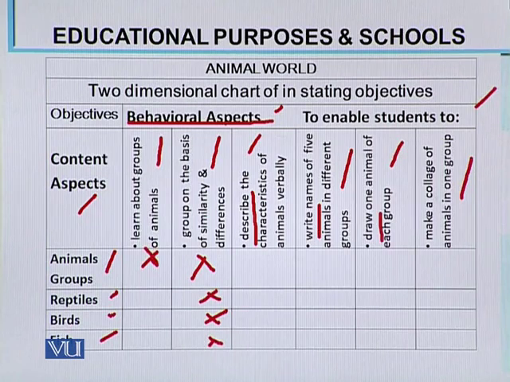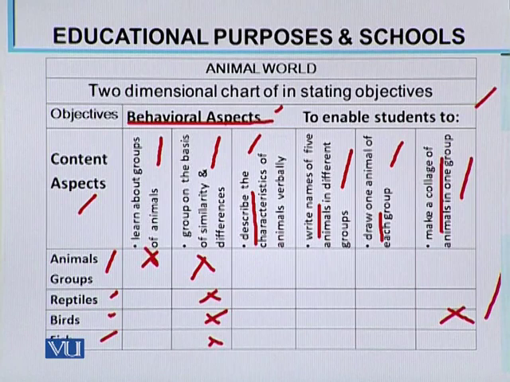Similarly, we want them to draw and we want them to make a collage by using newspapers and pictures from newspapers, and then to achieve this objective, whatever objective we are selecting from the behavioral aspect has to coincide with the group we are teaching. Say we want them to make a collage of birds. So our objective will be to make a collage of birds, and birds is the content, collage is the ability to cut and then to paste, then to put their name. So this objective will be achieved. Similarly, we can achieve other objectives also.